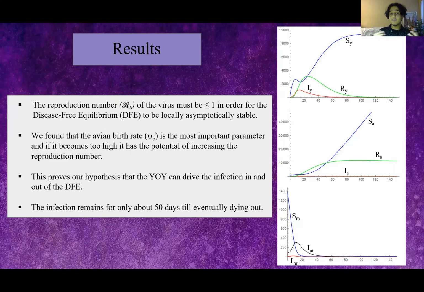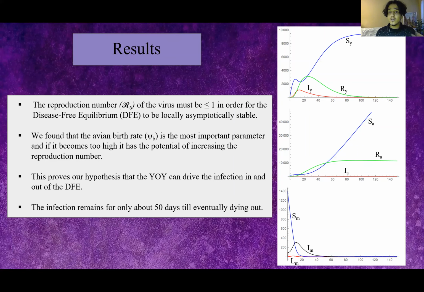Now, we found that the avian birth rate is actually the most important parameter in our model because if it ever grows too high, then it has the potential of increasing that reproduction number. And as I mentioned earlier, that kind of just throws the model out of play, and it gives so many more individuals, in our case avians, the infection. This actually proves our hypothesis, because our hypothesis said that the young of the year have the greatest impact on our model. They would make the reproduction number skyrocket, and they would make the whole model go in and out of DFE, which actually did happen in our model because if that birth rate went above a certain number, then the model would be all thrown out of whack.